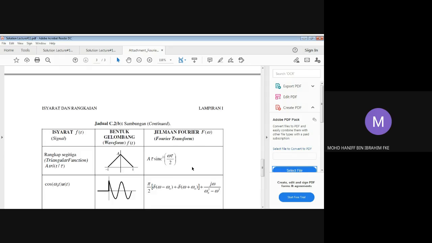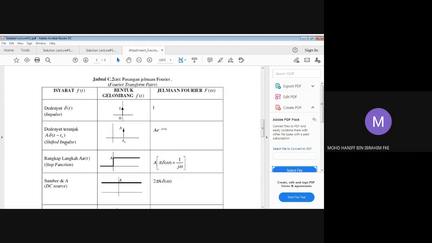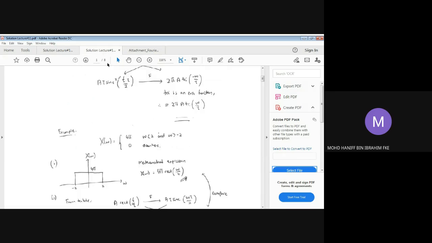But we can use the duality property by referring to the left-hand side, in which we have a rectangular function as a time domain signal. For this rectangular function, its Fourier transform is given as a sinc function. By using the duality property, rectangular in time domain will give a sinc in frequency domain. So we're going to choose this pair of signals as a solution for our problem.